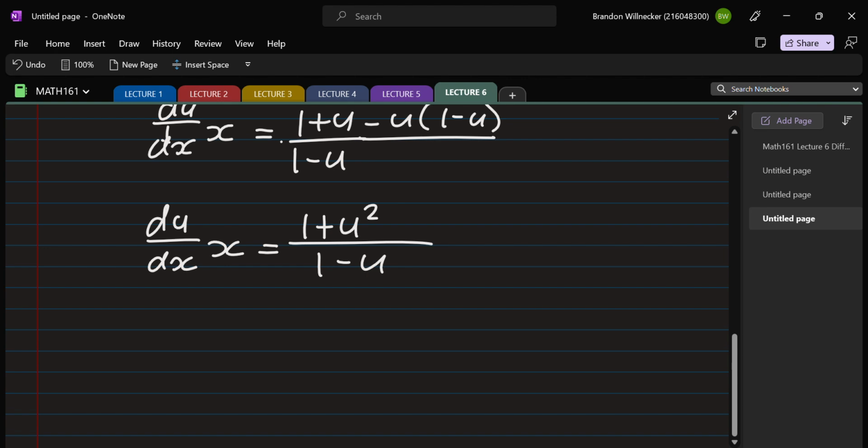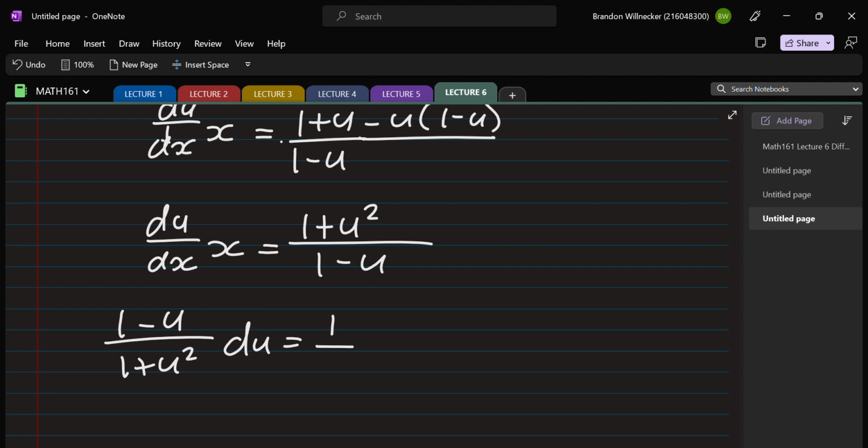Now this almost looks like the separable situation. So we have x by itself, we've got the u terms by itself. We can take this fraction over to the other side. We can take the x over to the other side. And then that will give us our separated equation. So taking the u terms over, we get 1 minus u over 1 plus u squared du. Taking the x over, we have 1 over x dx.